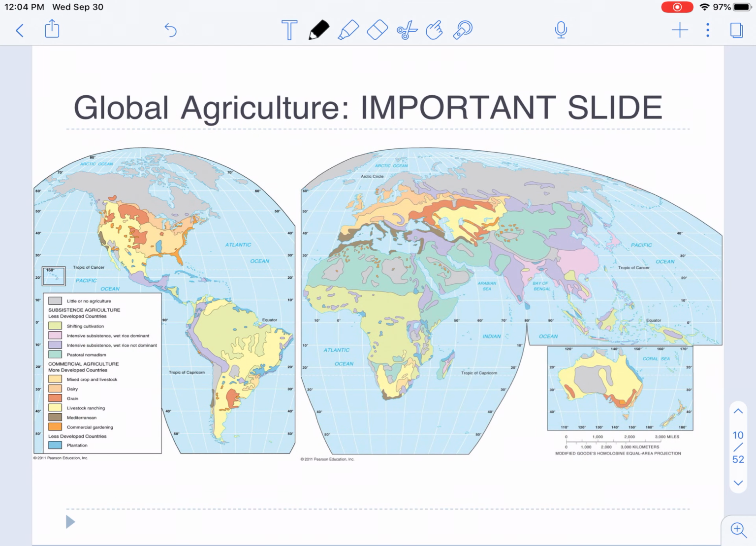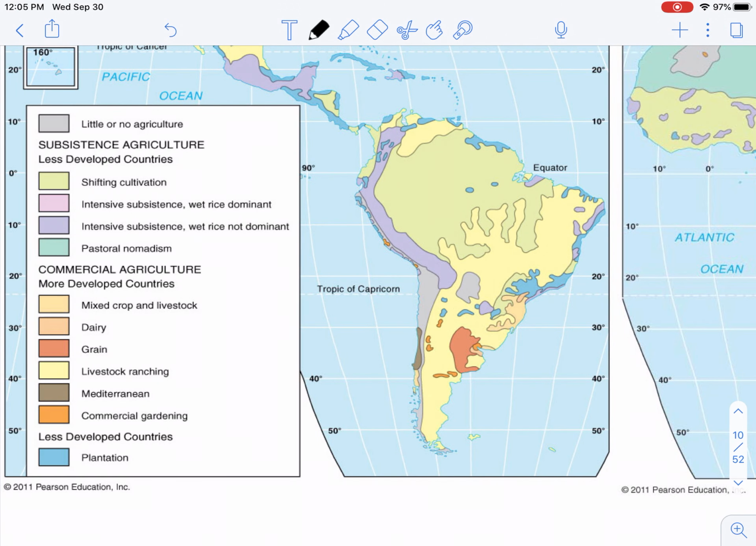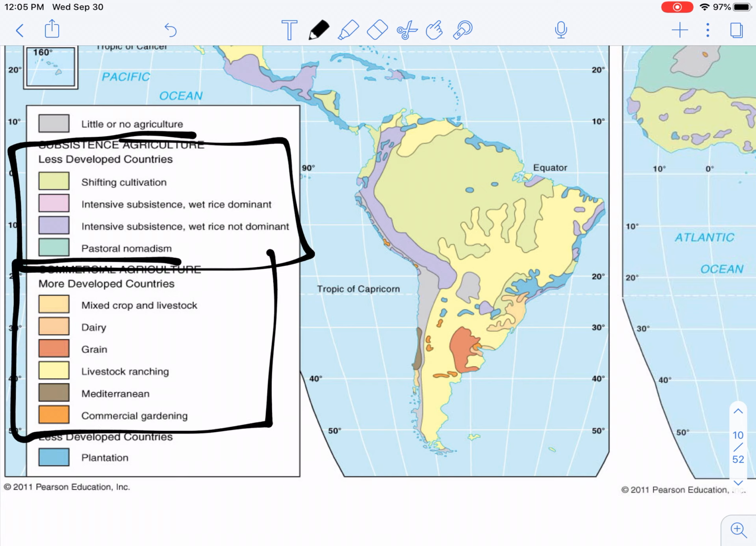This slide is listed as a very important slide. We call it the Global Agriculture slide. It's reproduced at the very end of this set of notes, and the reason is we're going to be using this slide when we do an activity at the end of the week called Ag Stories. The map's important because it shows you the dominant type of farming in each part of the world. What you'll really want to focus in on is, here are the different types of subsistence agriculture. These are the different types of commercial agriculture.